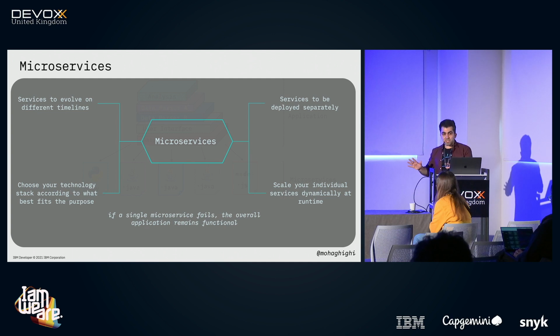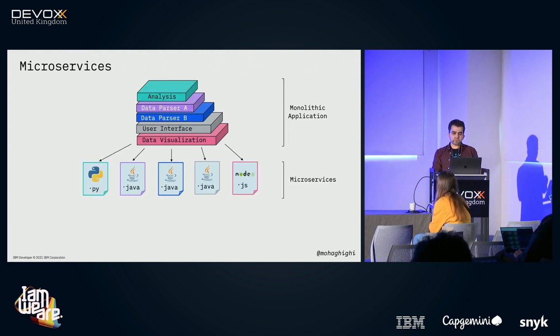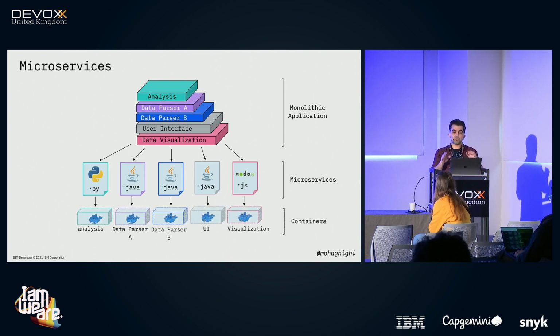But the most important aspect is that if a single microservice fails, the overall application remains functional. That's the most important one from the enterprise perspective. Now going back to this, once you've got your microservices, you need to containerize them. When you containerize them, they become independently deployable, so you can easily deploy each one of those containers on any cloud environment. And that's how you can move your application from one cloud platform to another.